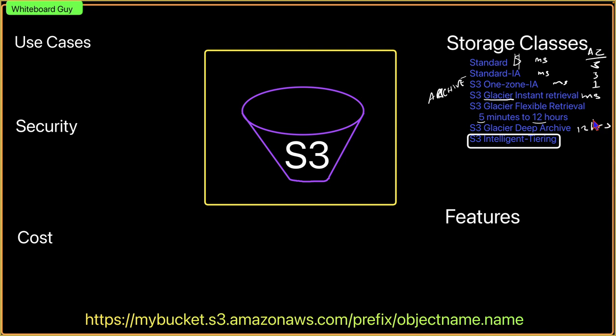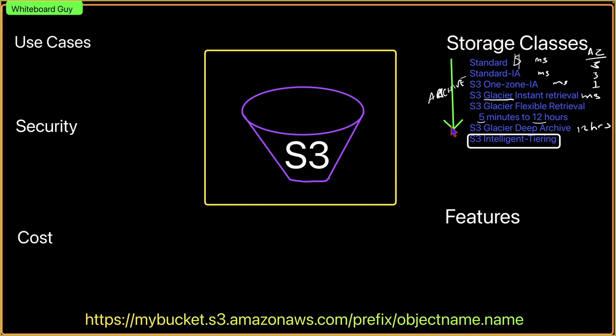So there are different storage classes, and the further down in the storage classes you go, the cheaper it is for you to have your objects in S3. Most of your data, there's a benchmark that most of your data is actually not being used frequently.